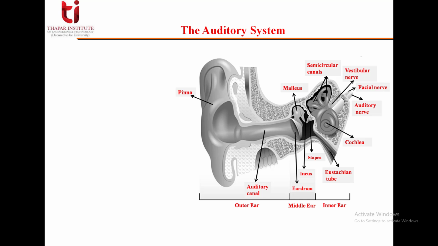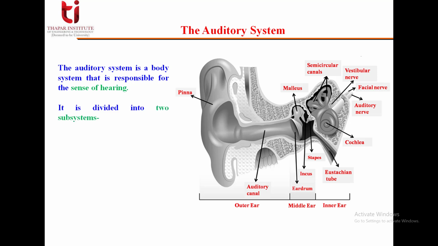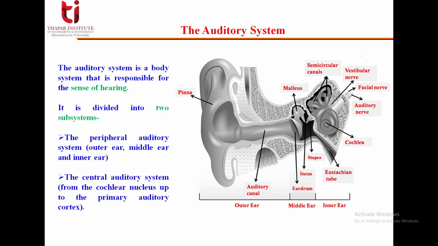So we can say the auditory system is a body system which is responsible for the sense of hearing. It is divided into two subsystems: the peripheral auditory system, which includes the outer ear, middle ear, and the inner ear. And the other subsystem is the central auditory system, which begins from the cochlear nucleus up to the primary auditory cortex.